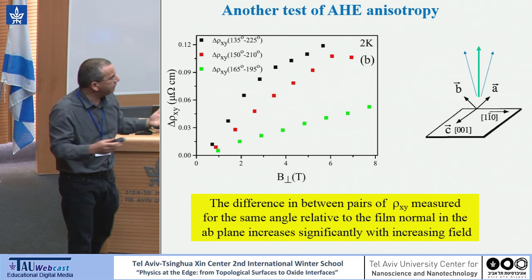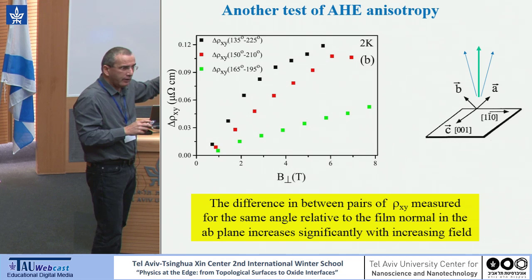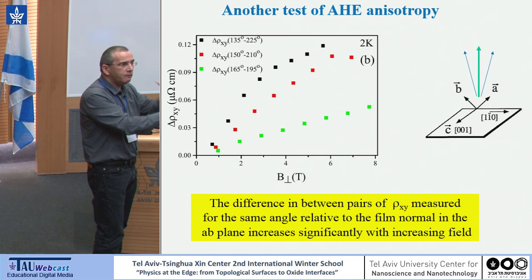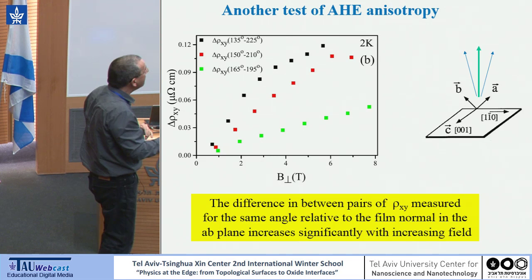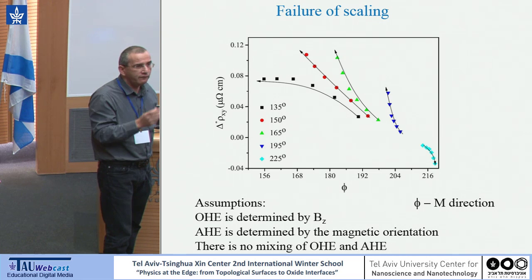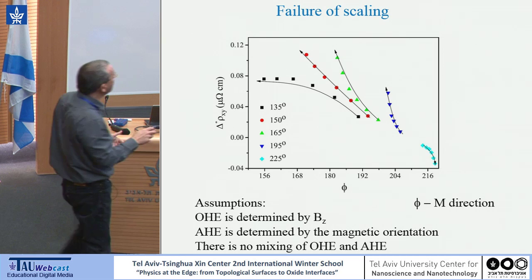So now the question that we ask is, is it possible to explain this behavior, that the total Hall effect is determined just by the component of the magnetic field which is perpendicular to the film and the magnetic orientation? I cannot get into details, but this is an attempt to scale the data with such an assumption, that you really can decompose the two effects. And you see this failure of decomposing, which indicates that actually you cannot really decompose the two effects. The two effects are really very strongly intermixed.